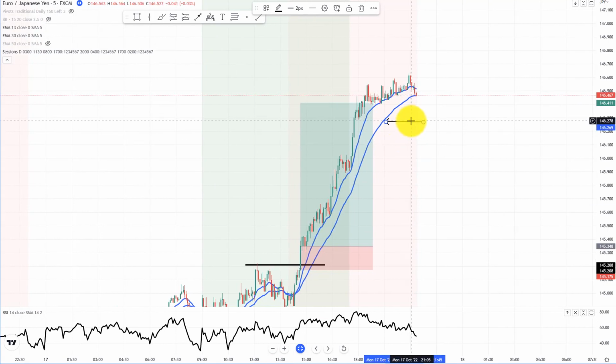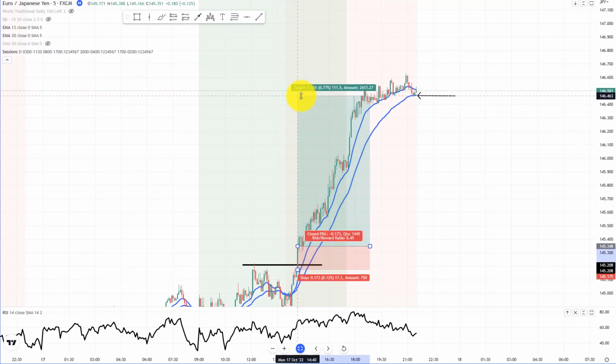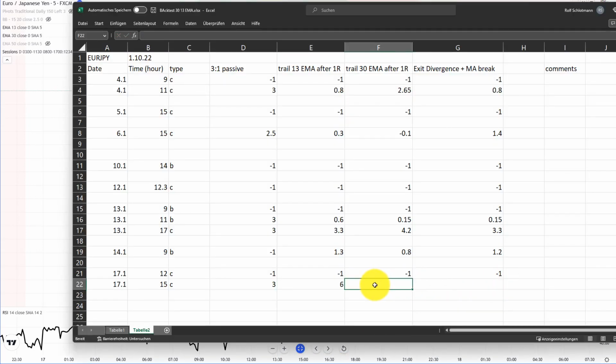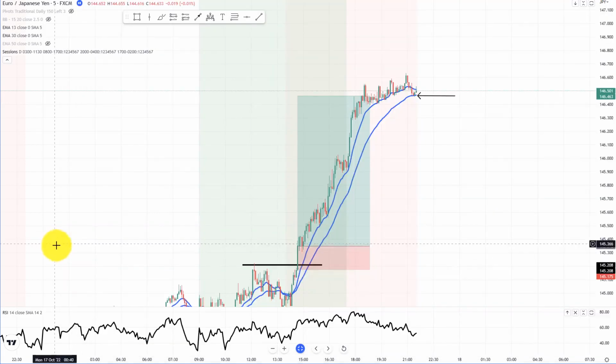Okay. And I think it's safe to say we would be out here now. Or on the next one. 6.4, and I think we can give the same one to the last one. So this was 6.1, 6.4, and 6.4. Okay, grab a screenshot.